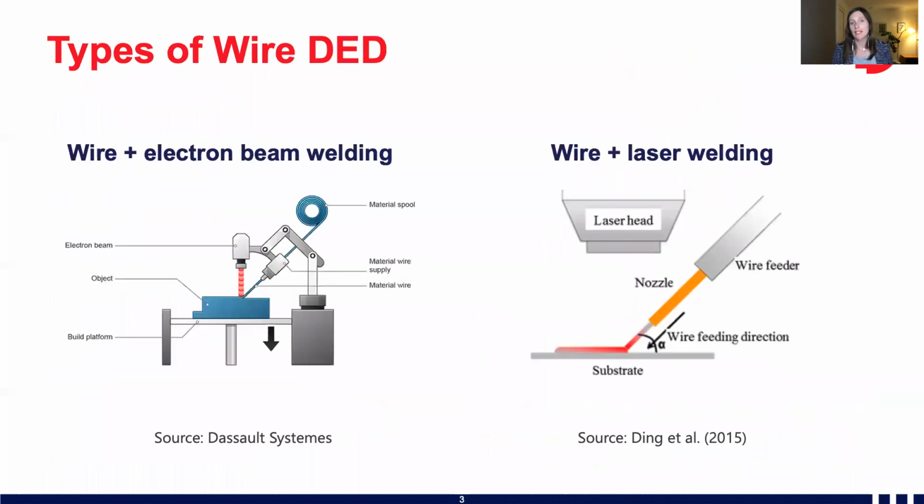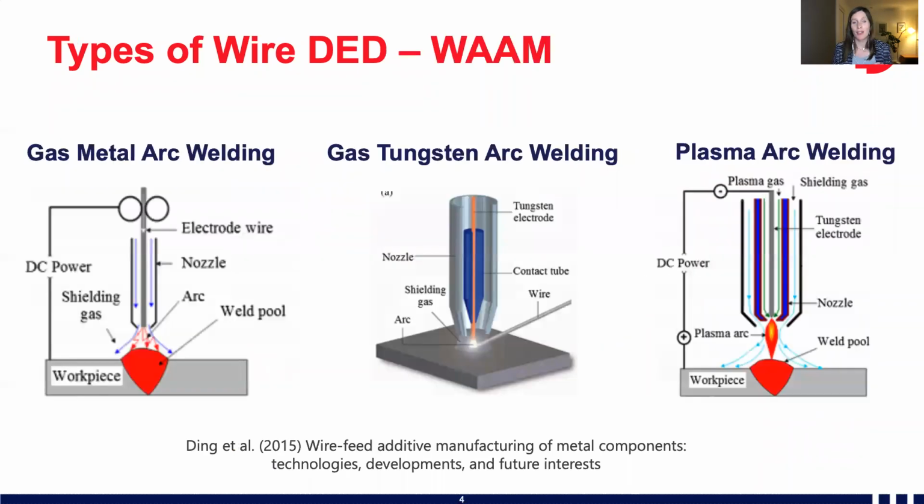So with wire DED, we can have a wire plus an electron beam. We can have a wire plus a laser. These are different types of DED for wire. But when we talk about WAAM, the key differentiator here is that we are forming an arc between our wire or an electrode and the workpiece. So it's the arc that is the energy source. We have three, broadly speaking, different types of WAAM, wire DEDs. So gas metal arc welding, gas tungsten arc welding, and plasma arc welding.